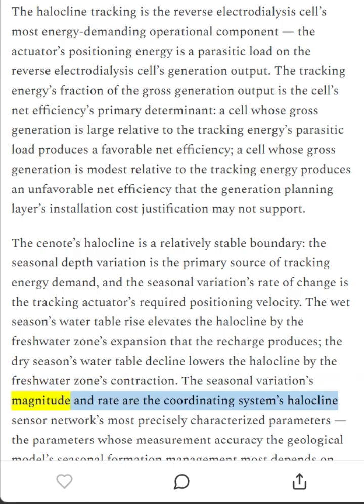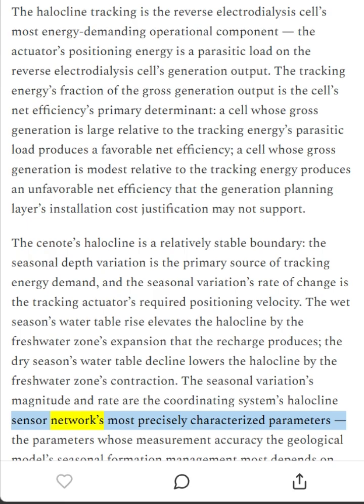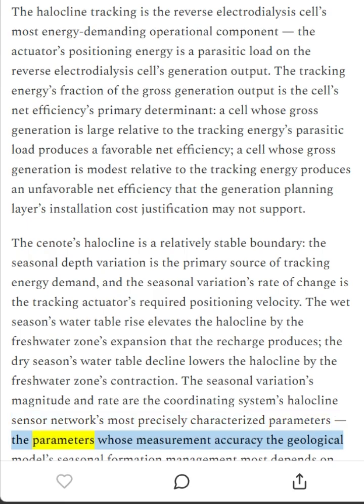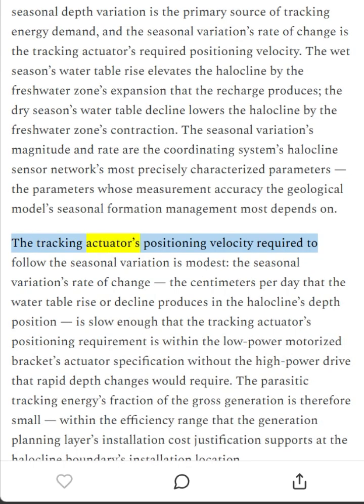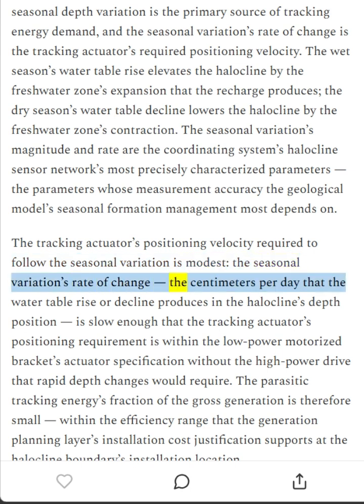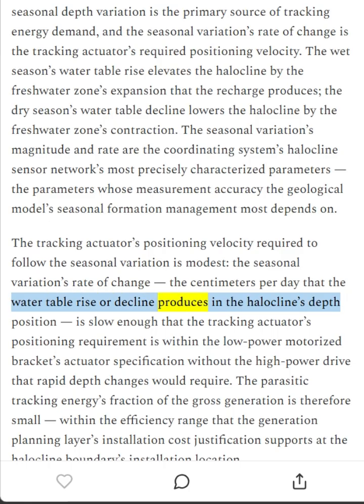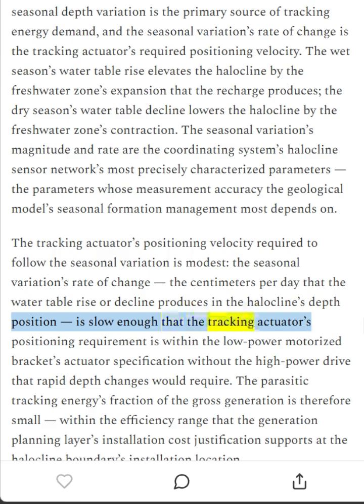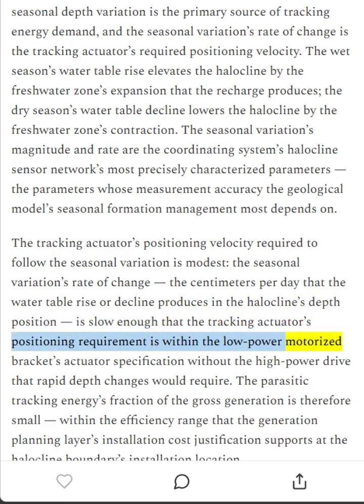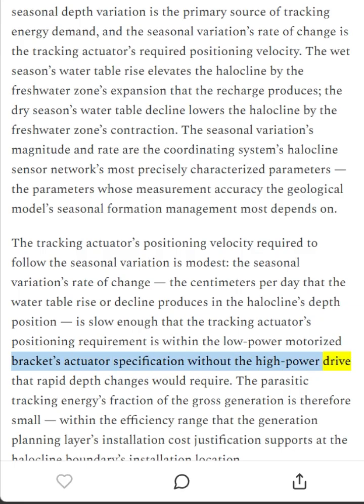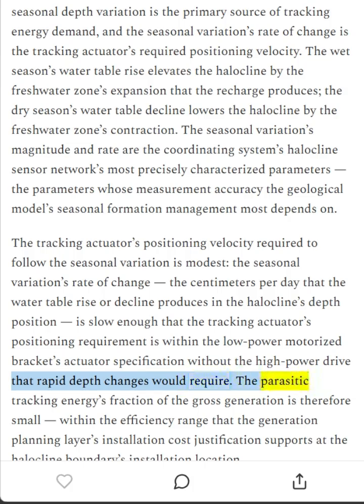The seasonal variation's magnitude and rate are the coordinating system's halocline sensor network's most precisely characterized parameters, the parameters whose measurement accuracy the geological model's seasonal formation management most depends on. The tracking actuator's positioning velocity required to follow the seasonal variation is modest. The seasonal variation's rate of change, the centimeters per day that the water table rise or decline produces in the halocline's depth position, is slow enough that the tracking actuator's positioning requirement is within the low-power motorized bracket's actuator specification without the high-power drive that rapid depth changes would require. The parasitic tracking energy's fraction of the gross generation is therefore small, within the efficiency range that the generation planning layer's installation cost justification supports at the halocline boundary's installation location.